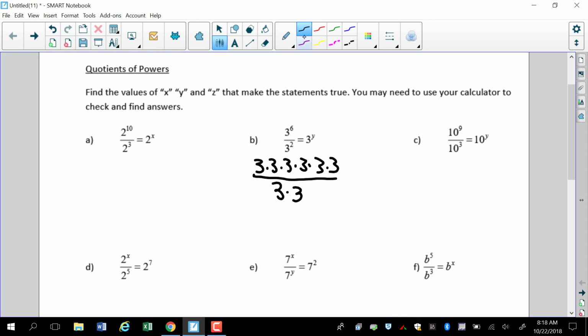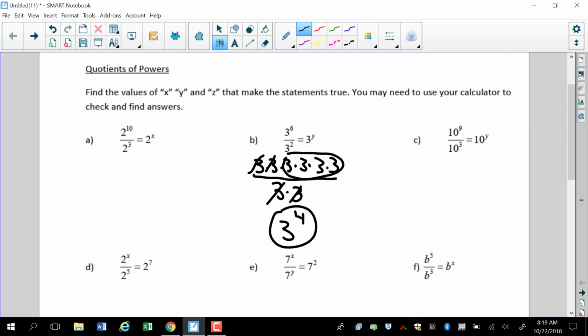Well, kind of like when we did our fractions back in 4th, 5th grade or whatever, I can eliminate these, and I'm left with 3 to the 4th power. So that's one way of doing it. But again, if you have an example like this, 2 to the 10th or 10 to the 9th, you might not want to write all these out.